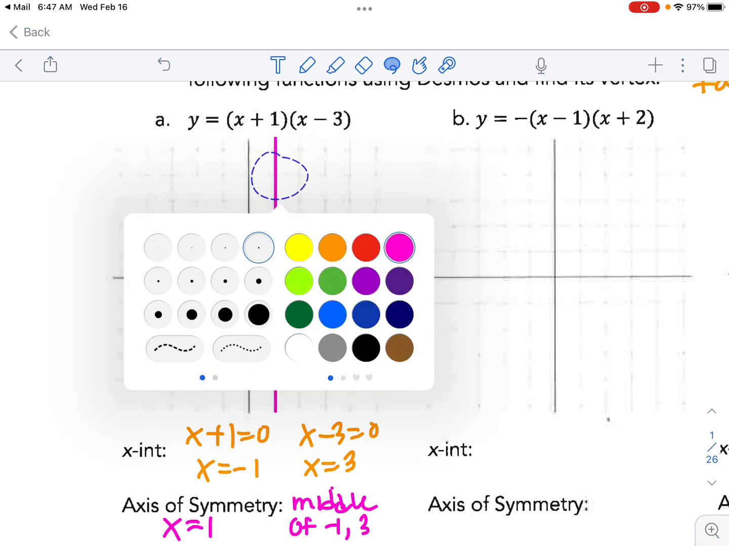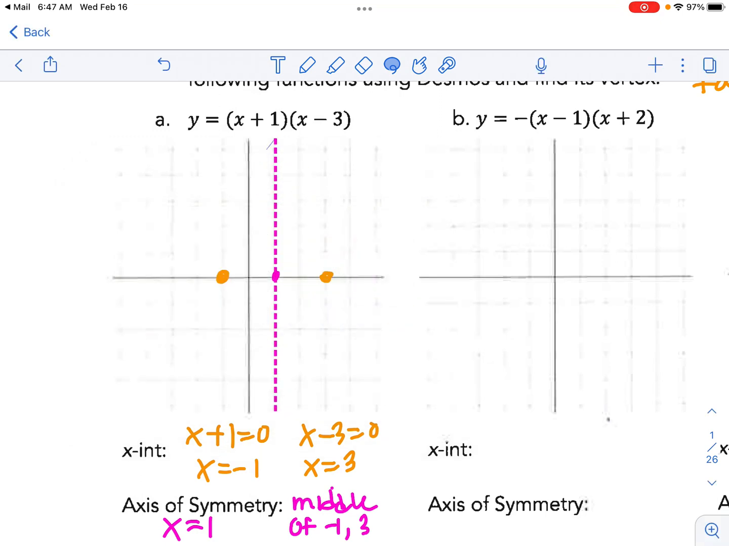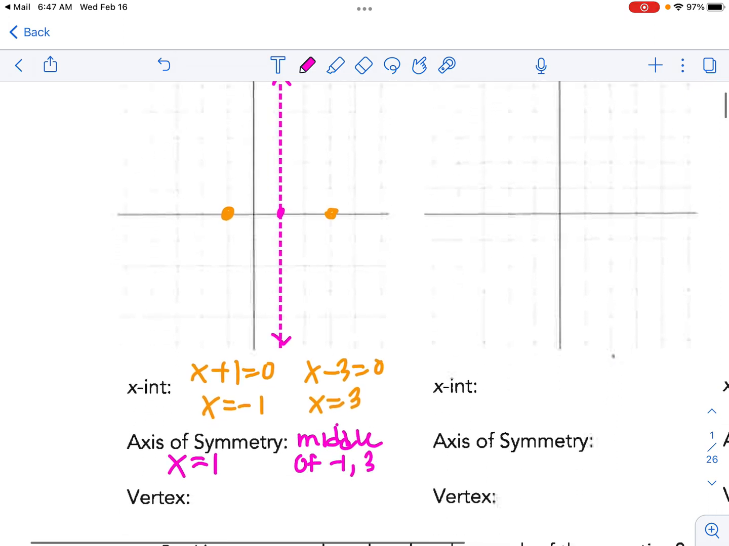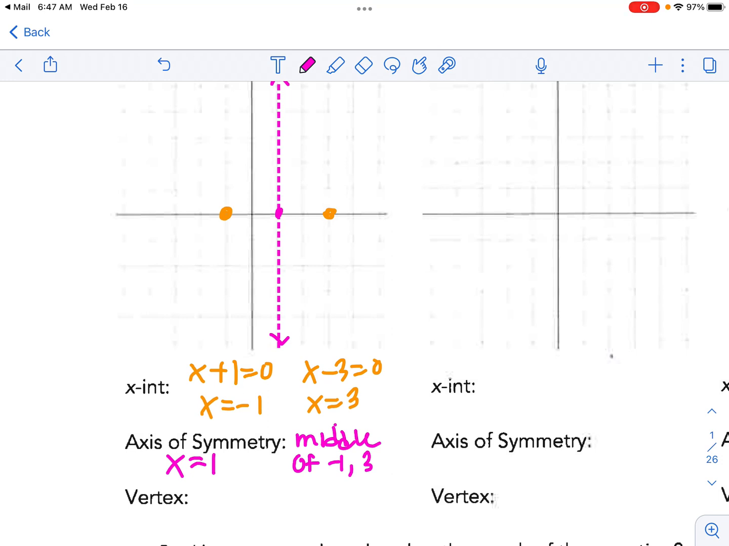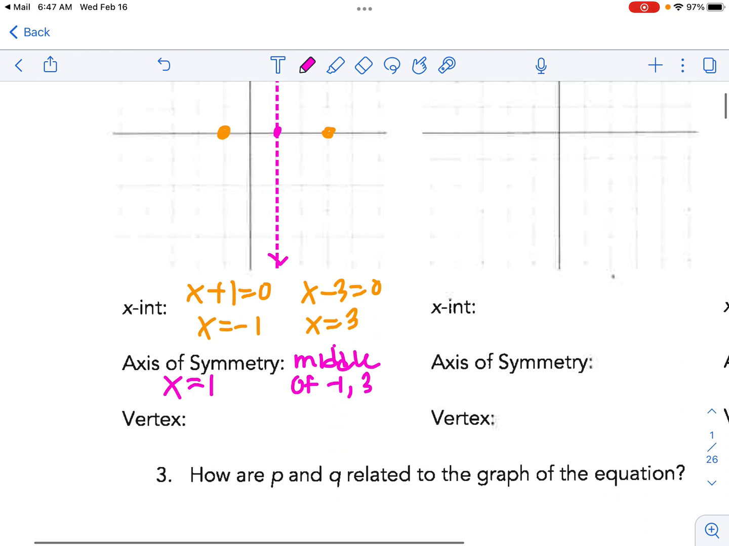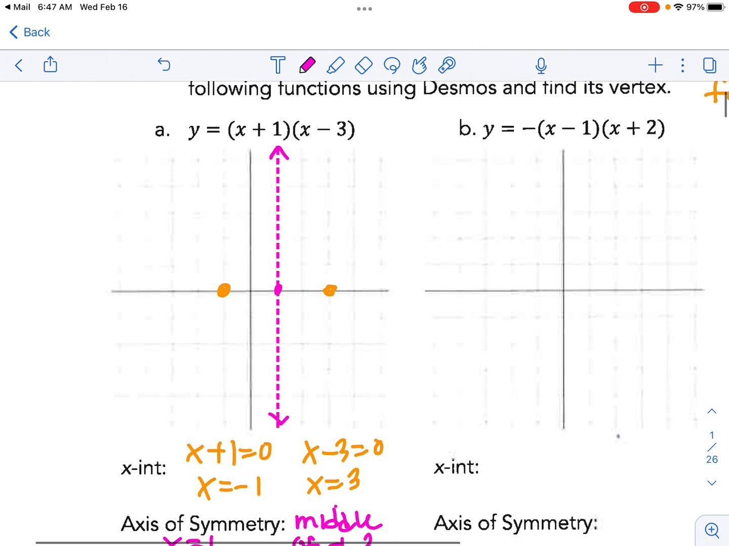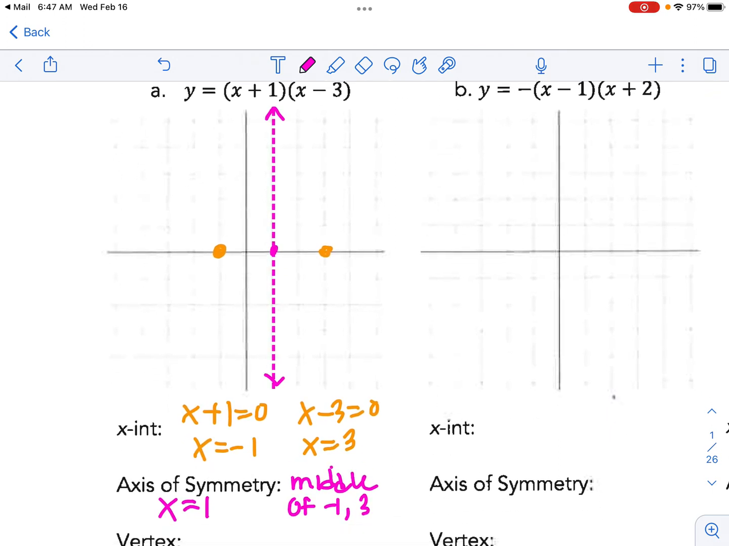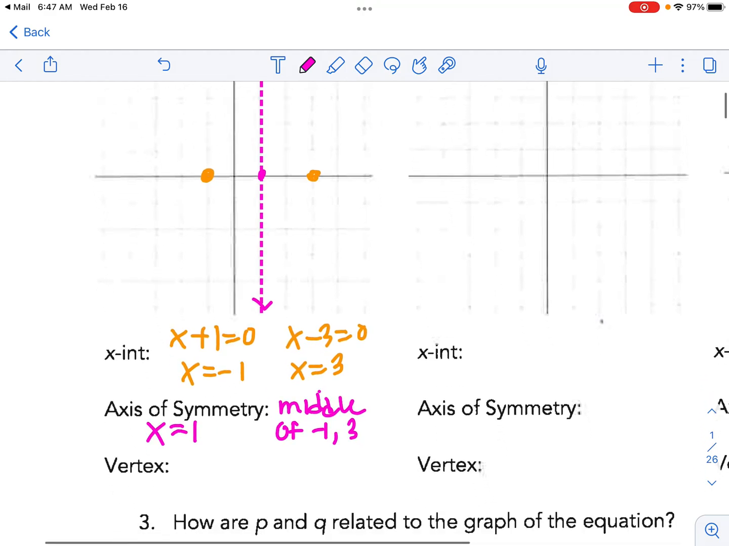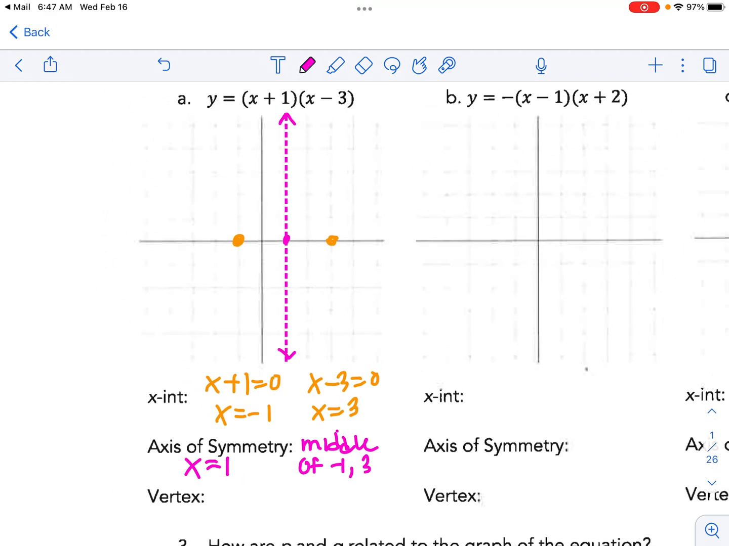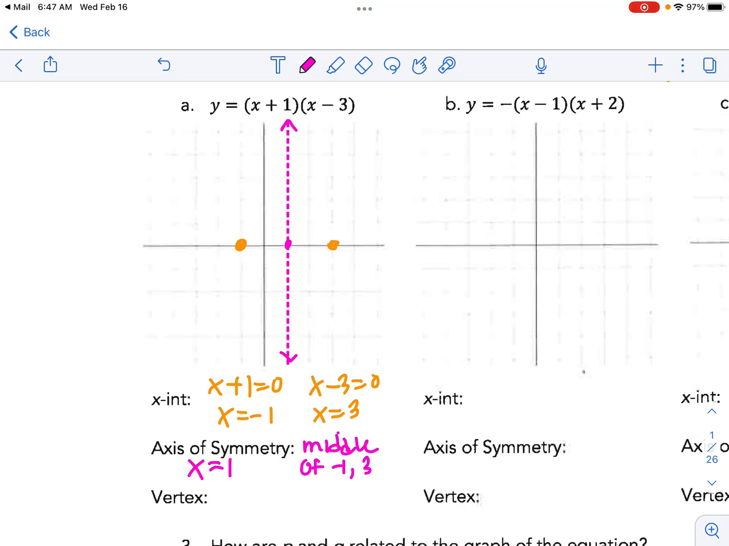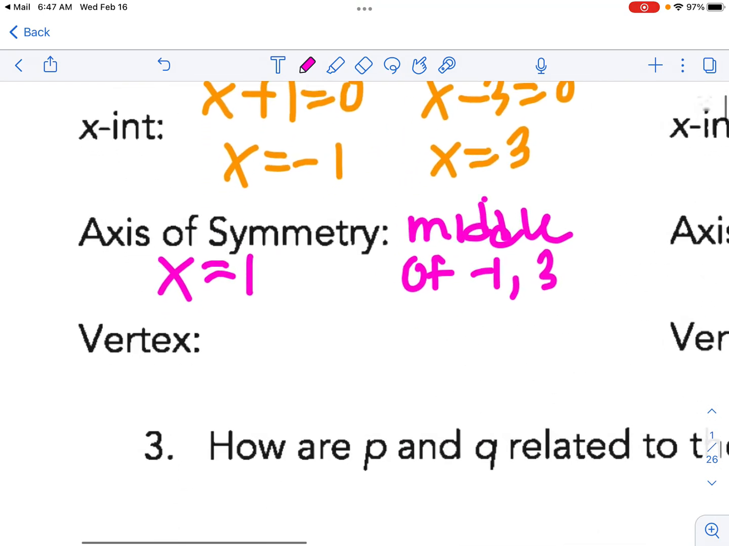So if we have the intercepts, then we can just split right down the center of those intercepts. So we know that's our axis of symmetry. And now we need our vertex. And the way we get our vertex is that we have to find the y-coordinate. And the way we find the y-coordinate is we put our axis of symmetry value back into the function. So our function is y equals x plus 1 times the quantity x minus 3.